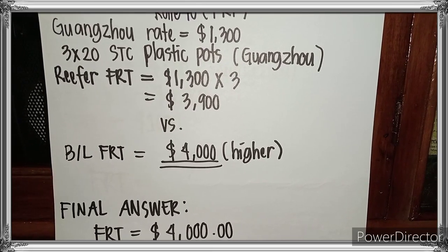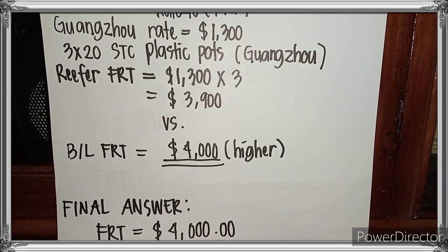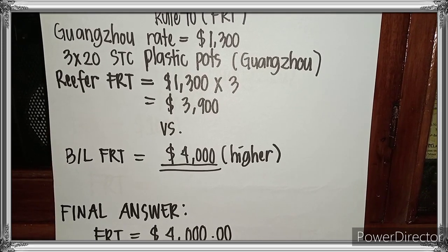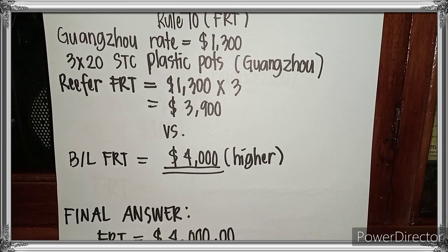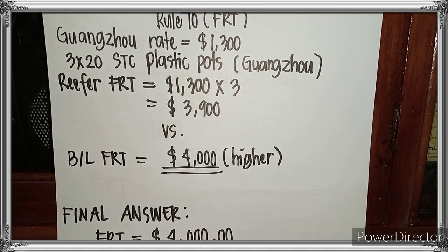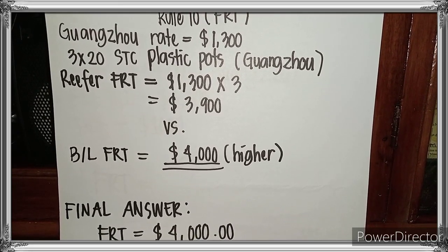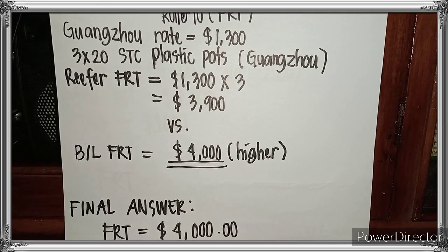Now we take whichever is higher versus the bill of lading freight, which is $4,000. As we can see, the higher one is the bill of lading freight, which is $4,000. So we have a final answer of freight amounting to $4,000.